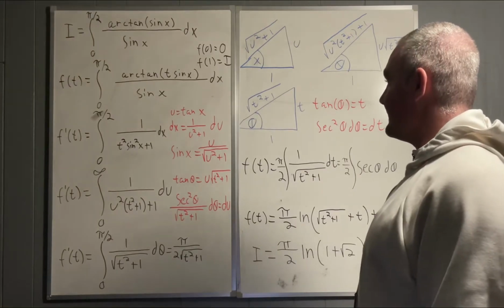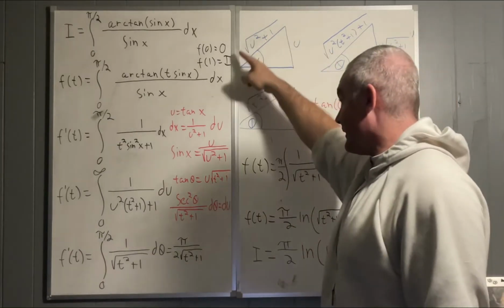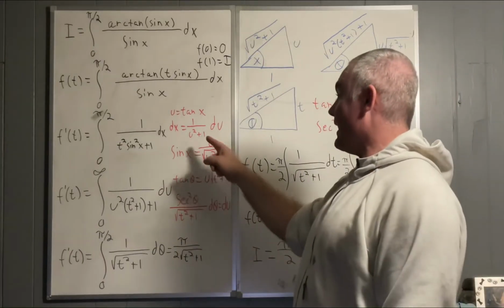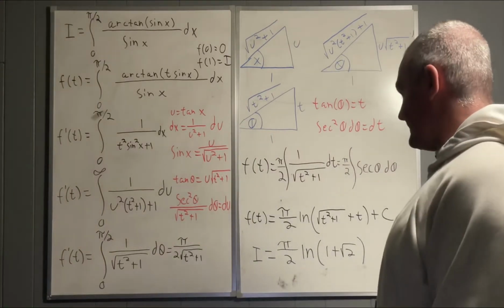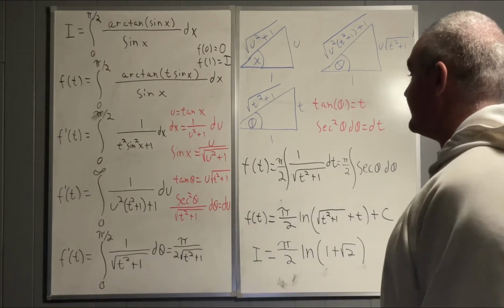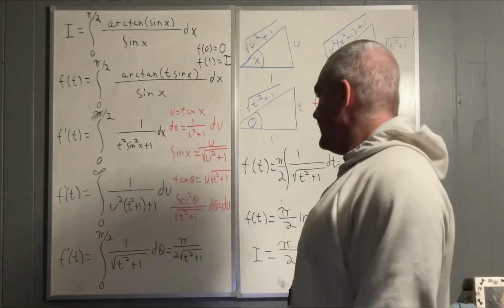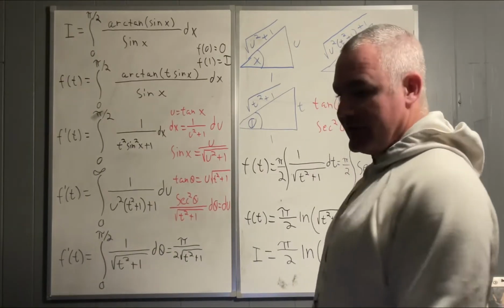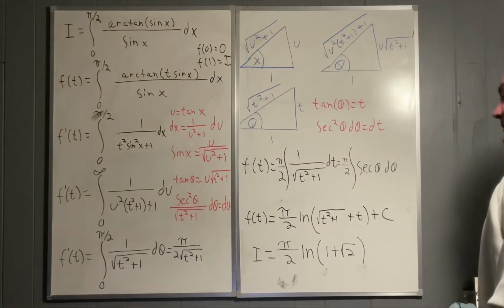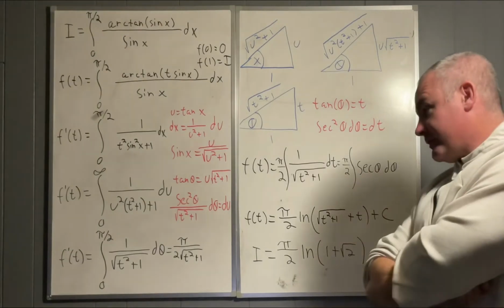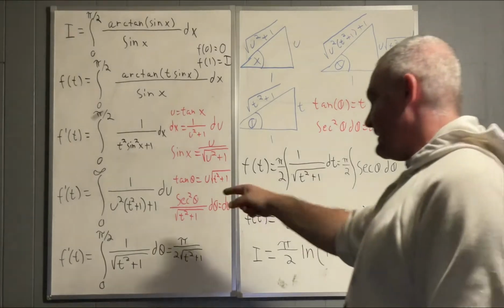Next step is to make the substitution that u is equal to tangent x, represented by this triangle up here. If you make that substitution, you will find that dx is equal to 1 over u squared plus 1 du, and that the sine of x is equal to u over the square root of u squared plus 1. And you can see that up here. Then you plug in the substitution and do some algebra, and you arrive at this: f prime of t is equal to the integral from 0 to infinity of 1 over u squared times u squared plus 1, then that plus 1 du.